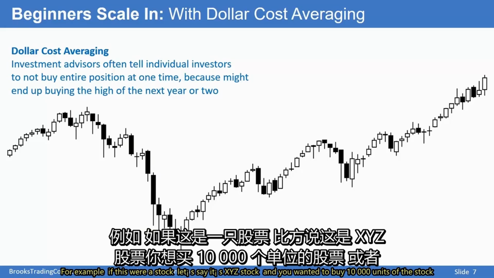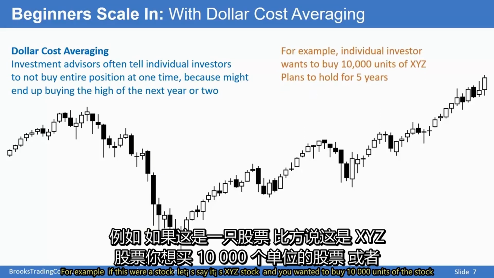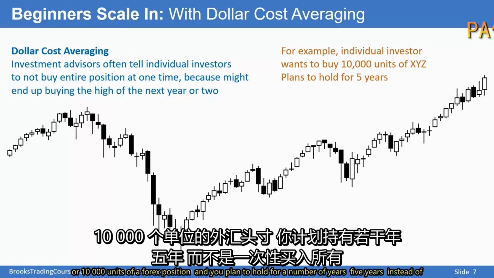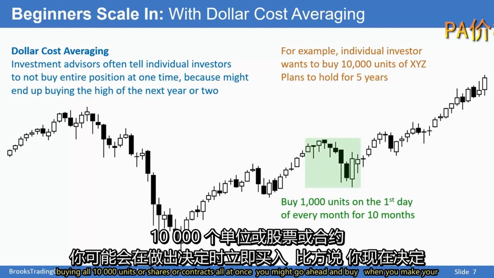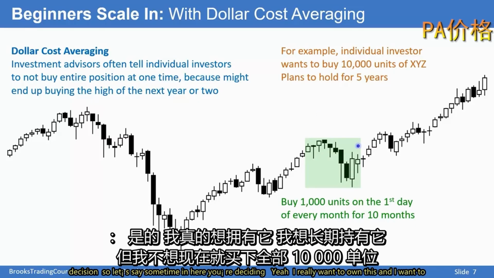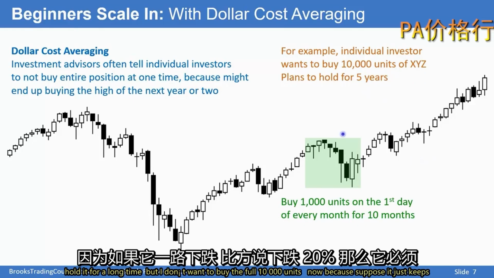For example, if this were a stock, let's say it's XYZ stock, and you wanted to buy 10,000 units of the stock or 10,000 units of a Forex position, and you're planning to hold for a number of years, 5 years, instead of buying all 10,000 units or shares or contracts all at once, you might go ahead and buy right when you make your decision. So let's say sometime in here you're deciding, yeah, I really want to own this and I want to hold it for a long time, but I don't want to buy the full 10,000 units right now, because suppose it just keeps falling all the way down here.